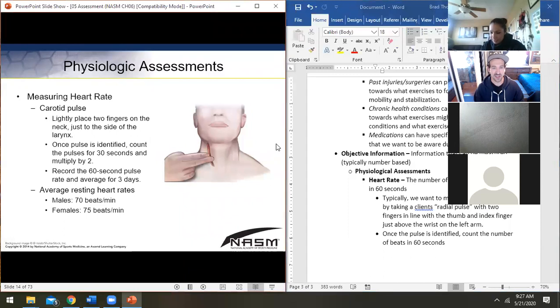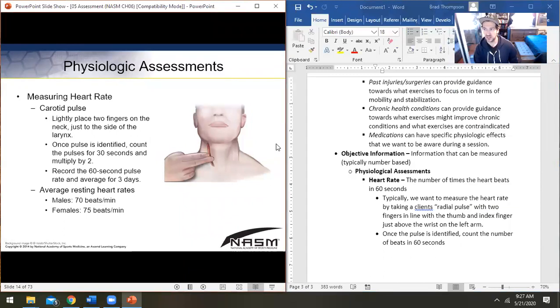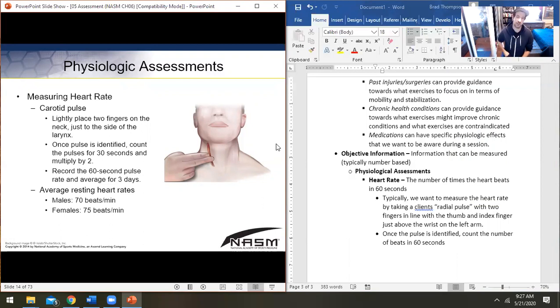That's your radial pulse. Here's your carotid, by the way. We do mention it here. It's in your textbook, but to get your carotid pulse, lightly place 2 fingers just along the side of your larynx, and you're going to feel that pulsing sensation. Once it's identified, they're going to say, do it for 30 seconds and multiply by 2.